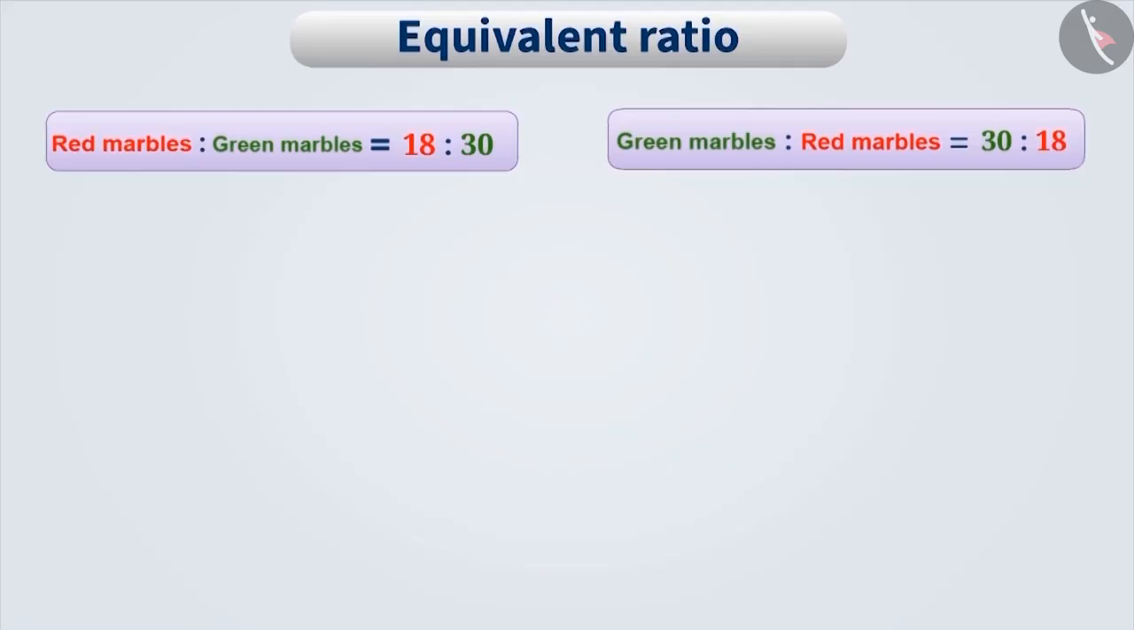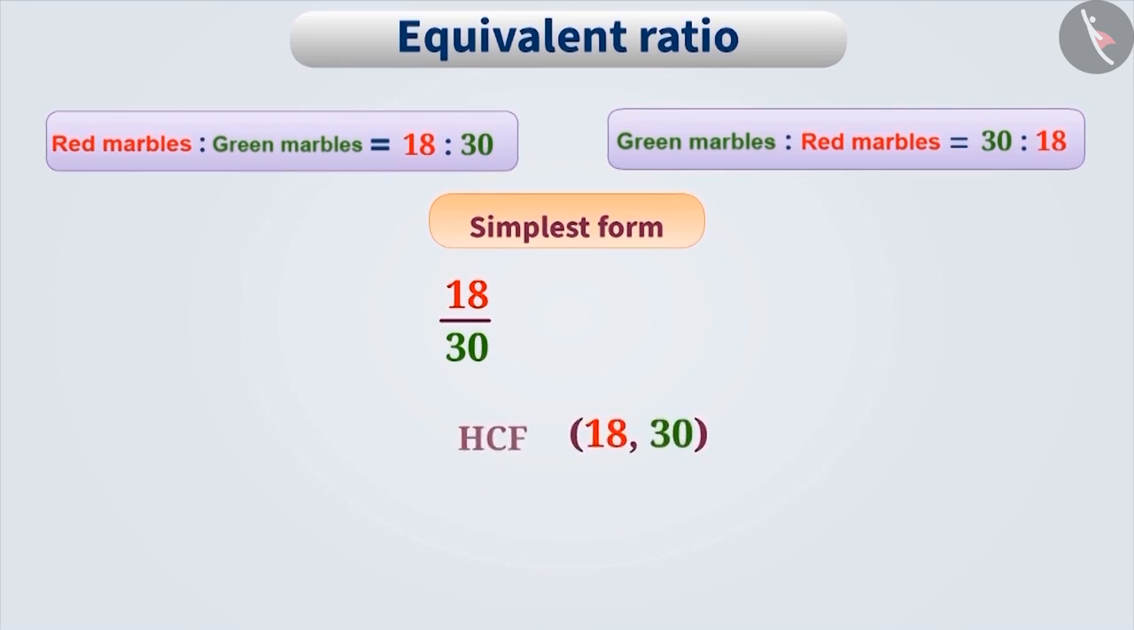Any ratio can be expressed in its simplest form. To do this, we first express the ratio as a fraction. For example, here we will express 18:30 as 18 by 30. Then, we will divide the numerator and denominator of the fraction with the HCF of the numerator and denominator. Here, the HCF of 18 and 30 is 6. Dividing both 18 and 30 by 6 will reduce 18 by 30 in its simplest form to 3 by 5.